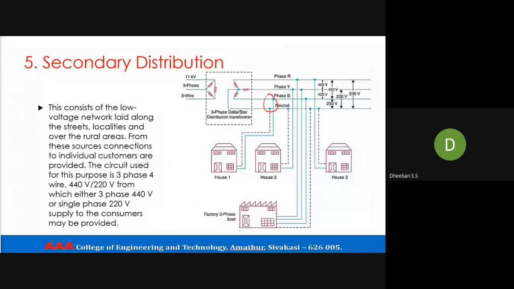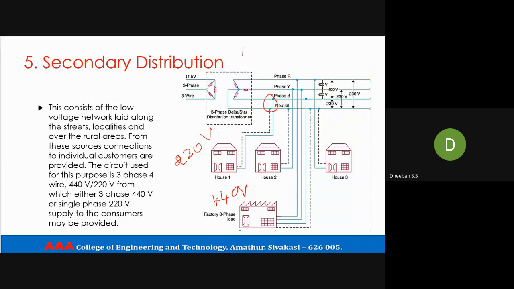Here they are saying the three-phase circuit is generally for industrial load, for which they make use of 440 volts. In your house, the domestic load, they make use of 230 volts. So again, this 11 kV will be stepped down.